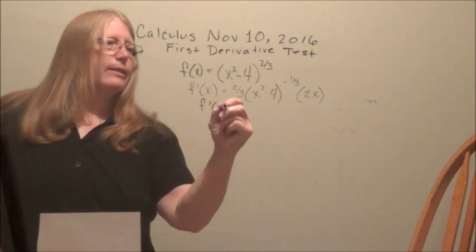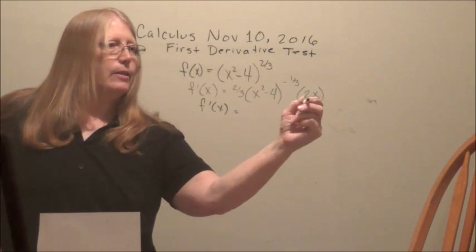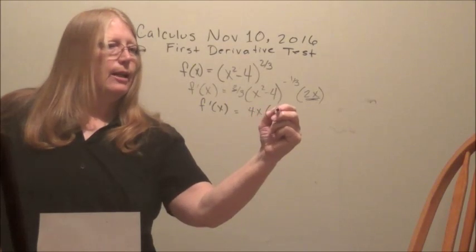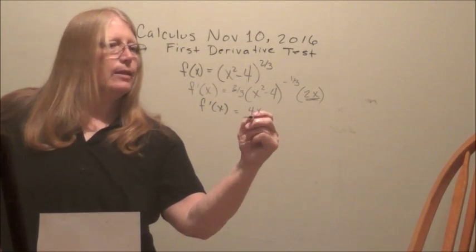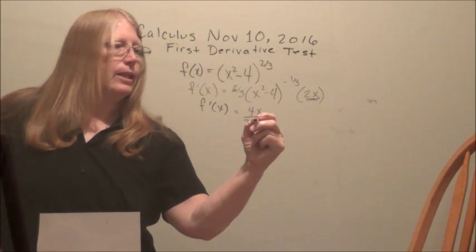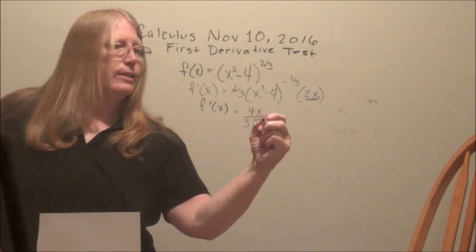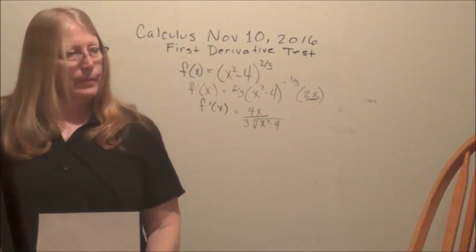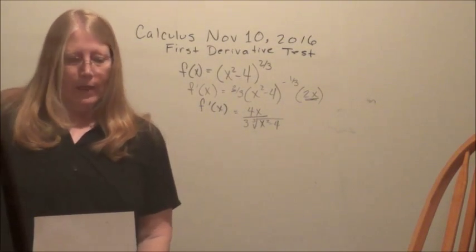F prime of x equals, I can combine the 2x and the 2 and get 4x, and everything else is downstairs, isn't it? The 3 is downstairs, and I'll write this as a cube root, which is what it is, x squared minus 4. Alright, so that's the first derivative in a simplified way.